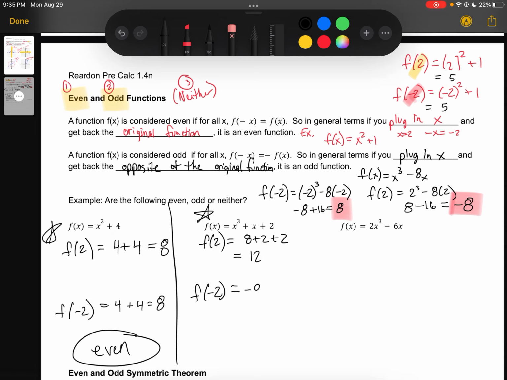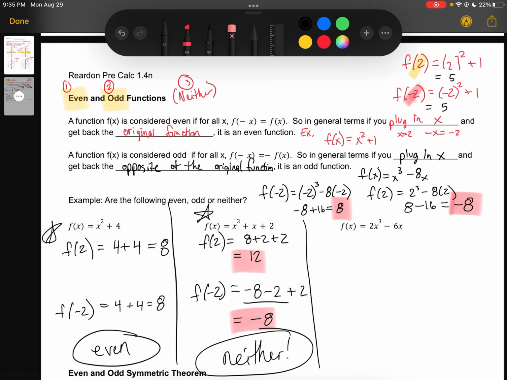Negative 2 to the third power this time is negative 8 minus 2 plus 2. So let's see, triple checking my work here. 2 times 2 is 4 times 2 is 8, that is negative. We have negative 2 and then plus 2. Okay, so we end up here with negative 10 plus 2 gets us negative 8. So in this case, 8 and 12 are not the same number. So this is an example of neither.